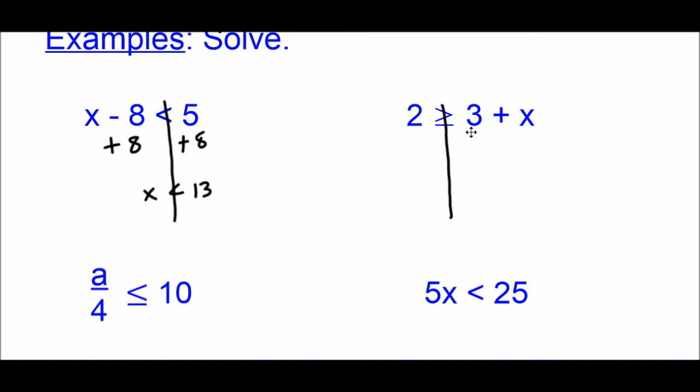Let's try this one. I've got 2 is greater than or equal to 3 plus x. So I need to move this 3, so I'm going to go ahead and subtract 3 from both sides. And so I get negative 1 is greater than or equal to x. And so x in this case is smaller than negative 1. So I'm looking at numbers like 0, or sorry, not 0, negative 2, negative 3, negative 4, and so on. Smaller than negative 1.